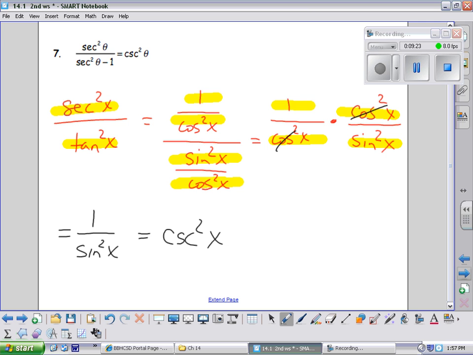Cosine squared x cancels. And I get 1 over sine squared x. Yay! That's cosecant squared x.